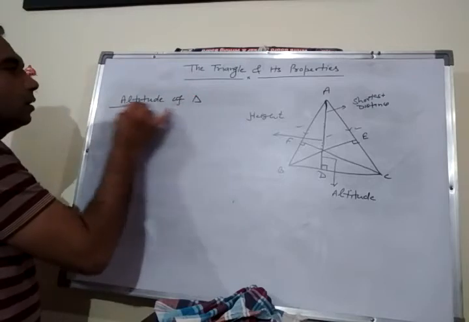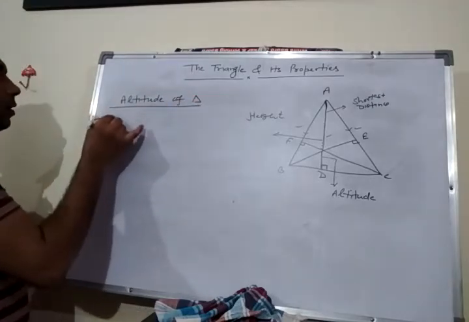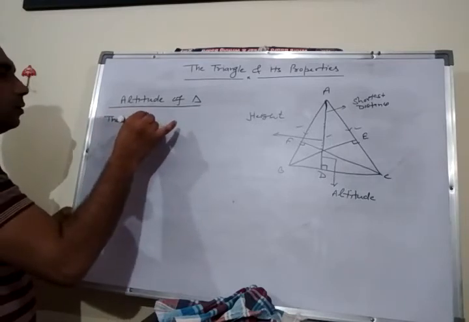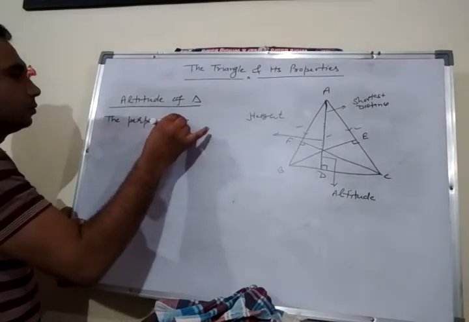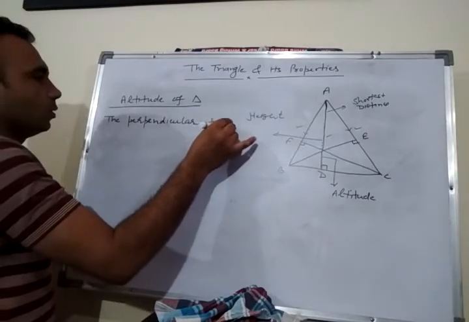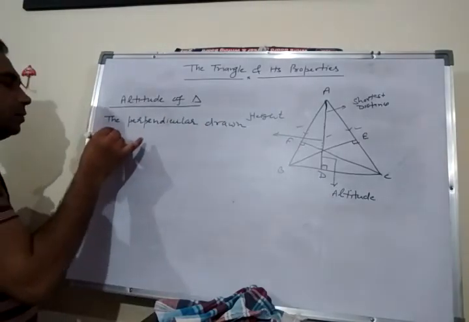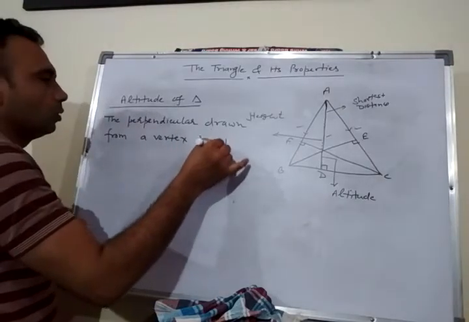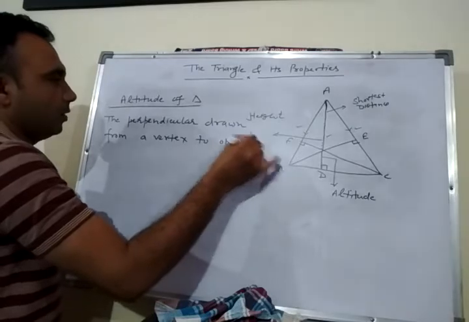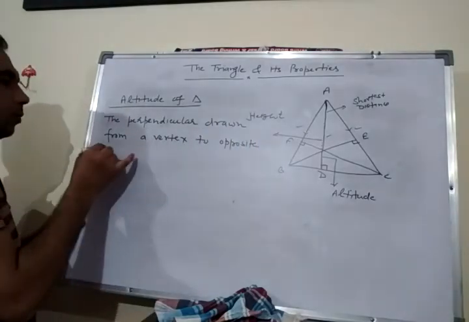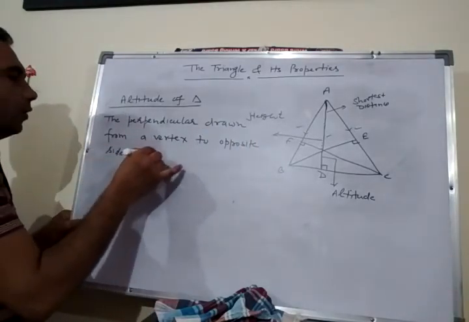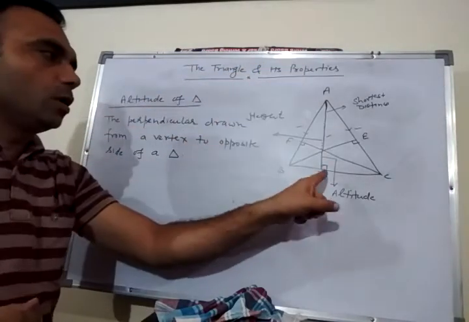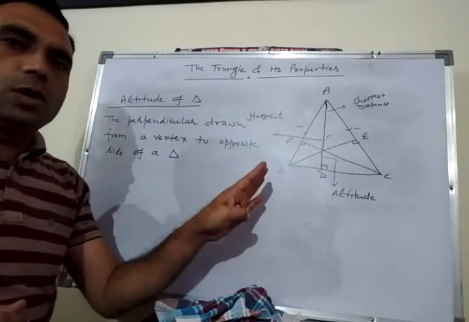Altitude of a triangle. The perpendicular drawn from a vertex to the opposite side in a triangle. From a vertex to the opposite side of a triangle. From any vertex, if we draw a perpendicular to the opposite side, then this is called an altitude.